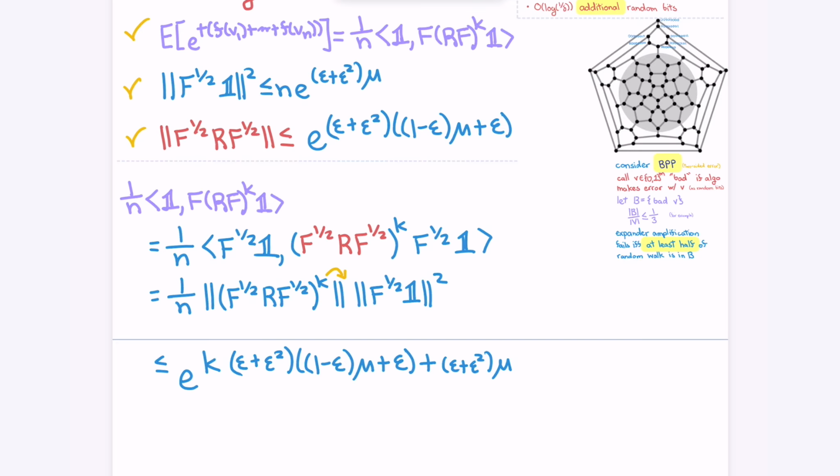Okay, so maybe I'll go through it slowly. All right, so this term is what we got for this, and then the k is from the exponent here, and then this term is what we got for this. Everything is sitting in the exponent of e here.